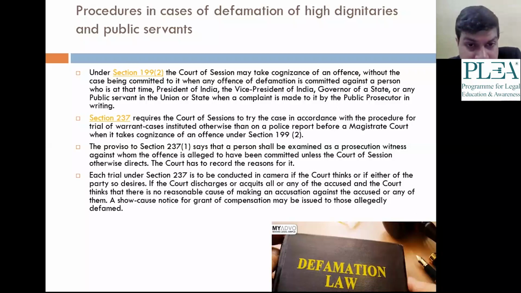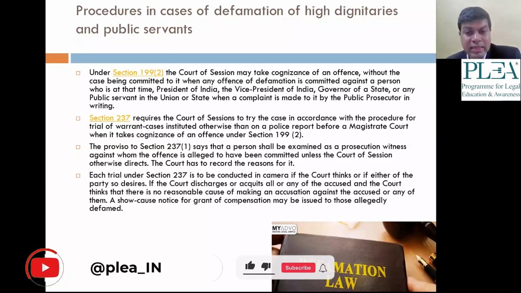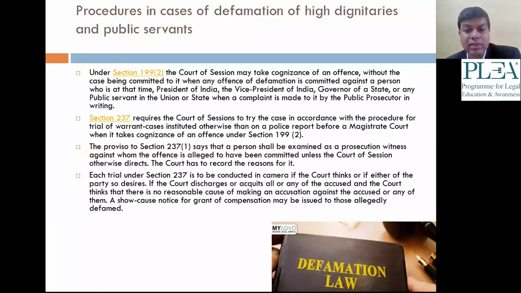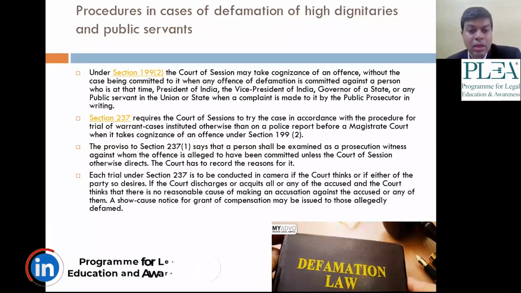Section 237 requires the court of session to try the case in accordance with the procedure for trial of warrant cases instituted otherwise than on a police report before a magistrate court, when it takes cognizance of an offense under Section 199. Each trial under Section 237 is to be conducted in camera if the court thinks fit or if either of the parties so desires. If the court discharges or acquits any of the accused and thinks that there is no reasonable cause for making an accusation against the accused or any of them, a show cause notice for grant of compensation may be issued to those allegedly defamed.